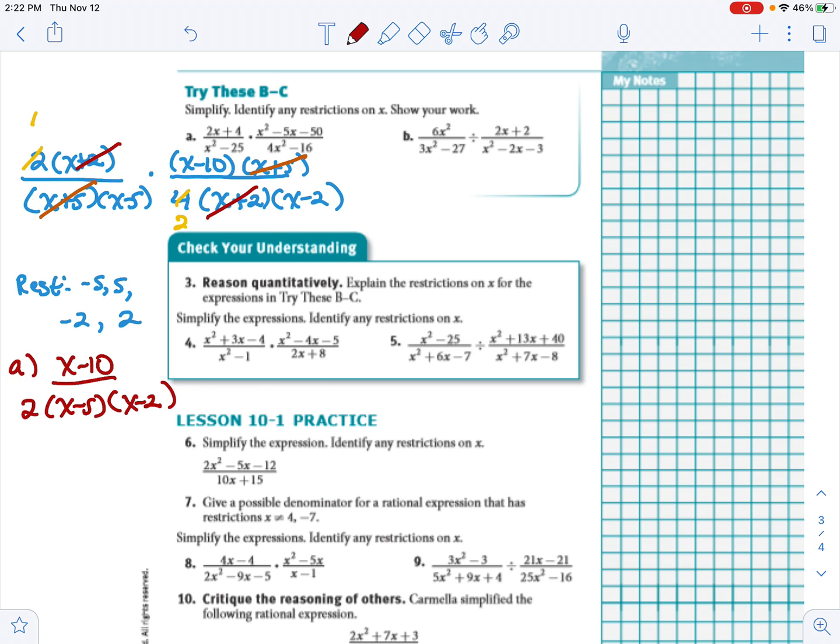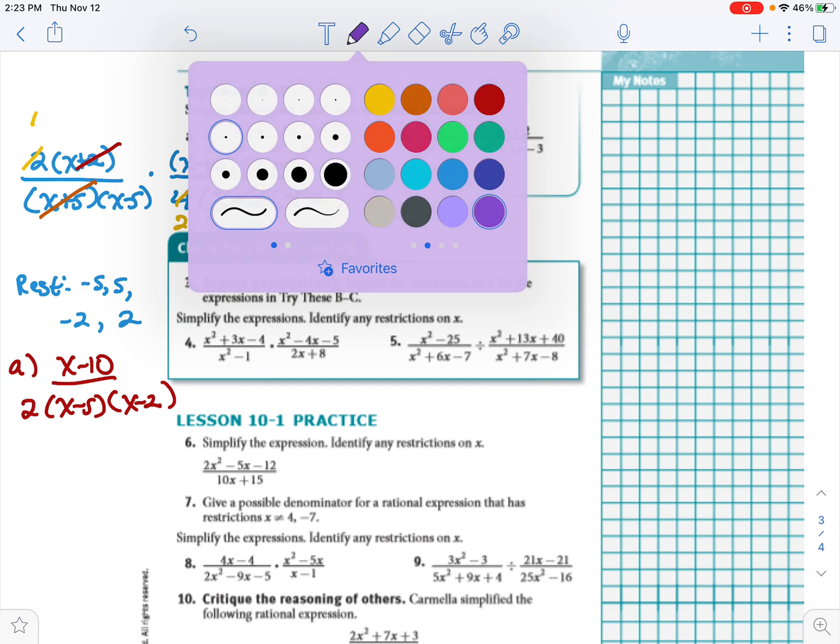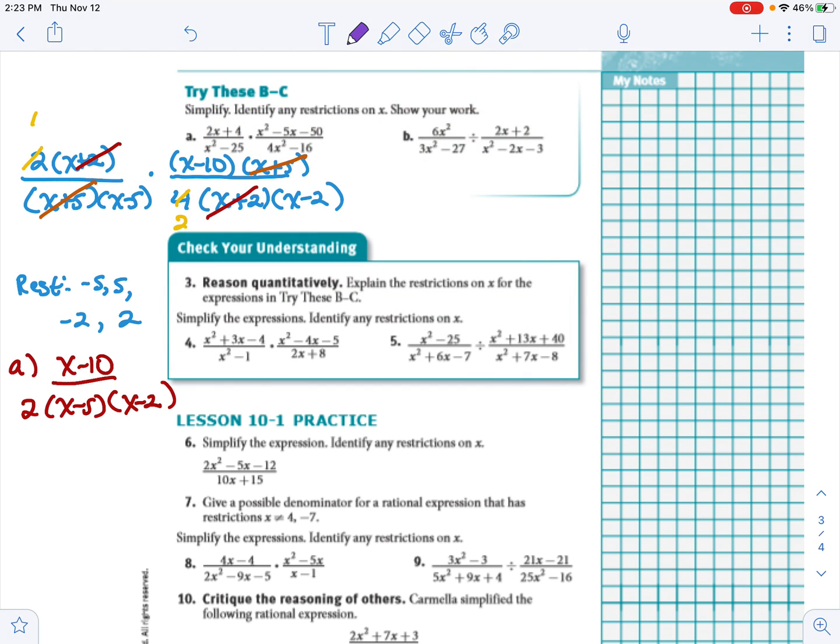Now when we do a division problem, it's very similar, only if you remember, we don't divide fractions, we always multiply by the reciprocal. So the first step you're going to want to do in this problem would be to flip the second fraction. So let's go ahead and take our first fraction, which is 6x squared over 3x squared minus 27, and write it as a multiply of x squared minus 2x minus 3 over 2x plus 2. Okay. So flip it first.